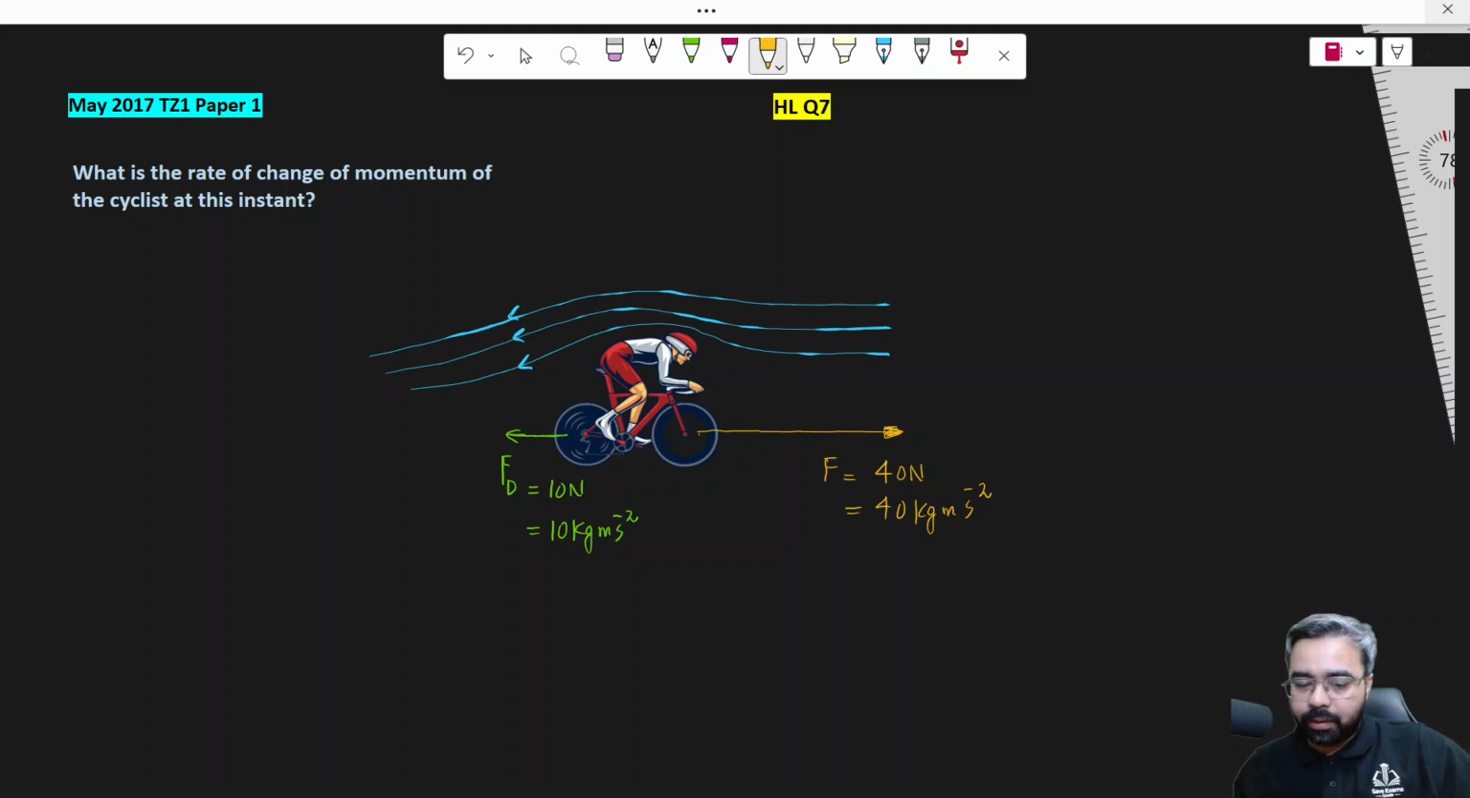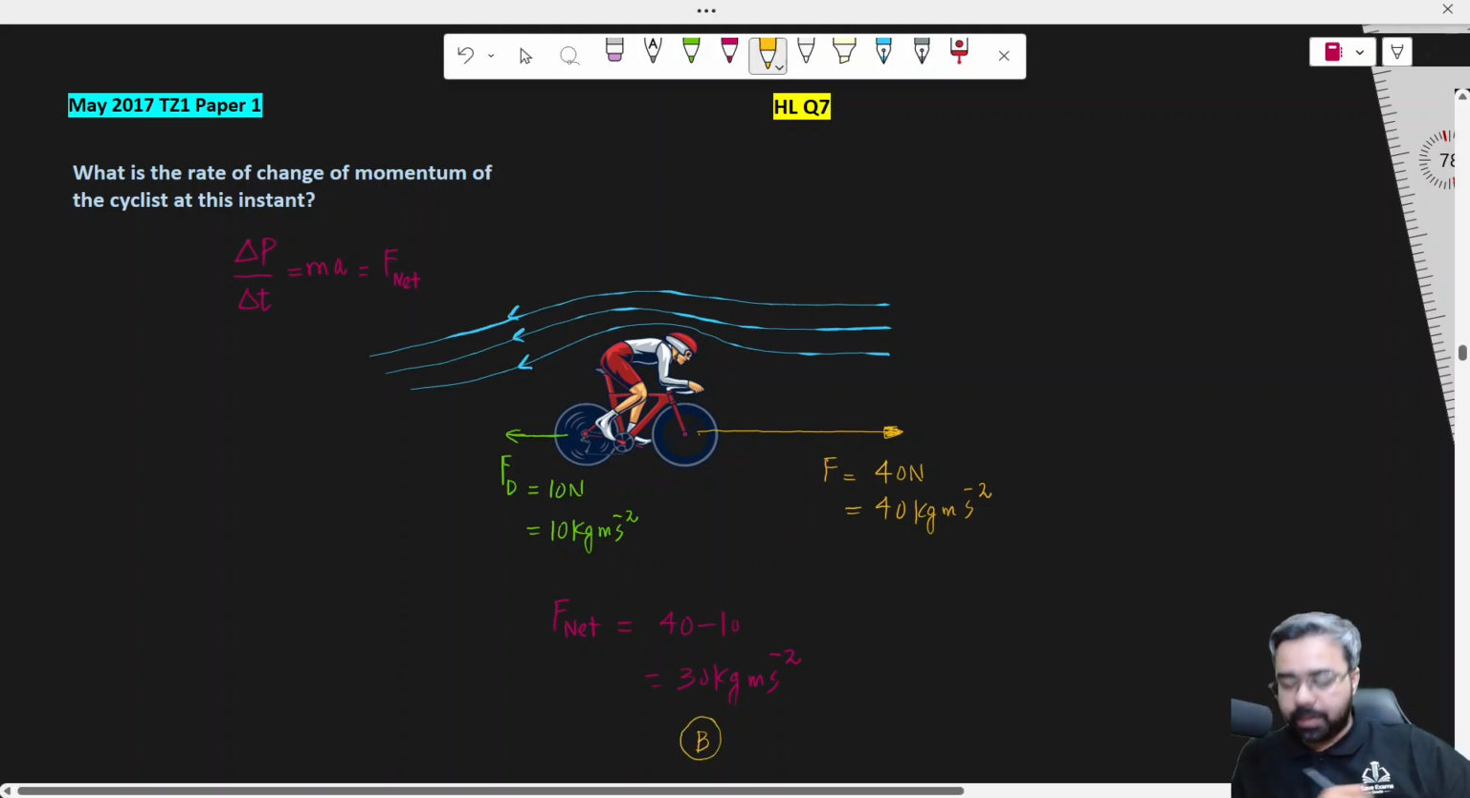So what is the rate of change of momentum? They are not asking for the change of momentum, that is impulse. They are asking for the rate of change of momentum, which is equal to ma, and this is the net force applied, or the total force applied. So dear students, the net resultant force applied is 40 minus 10, which is equal to 30 kilogram meters per second squared. This is the total resultant force, and the 10 newtons is the drag force. So the right answer should be option B.